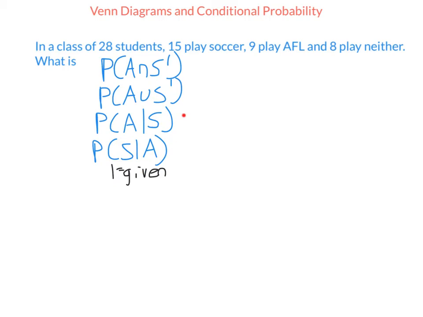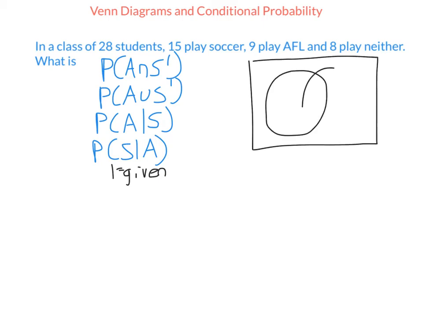So all of these calculations would be pretty hard. What we need to do is find some way to organize our information. This question is talking about students who play soccer or play AFL. There's two sets here, AFL and soccer. So when the question involves two sets, we draw up a Venn diagram like this.